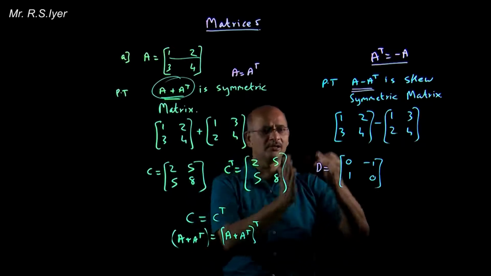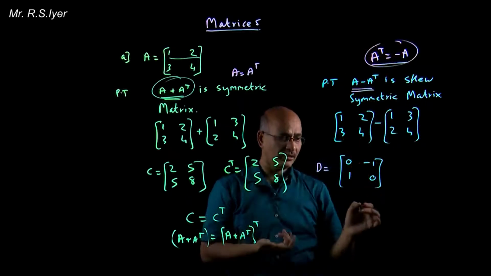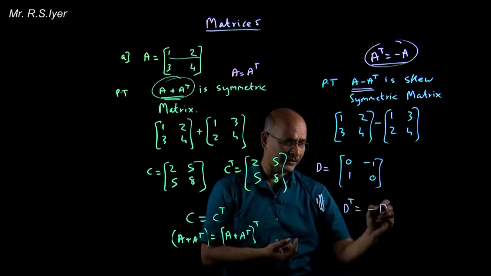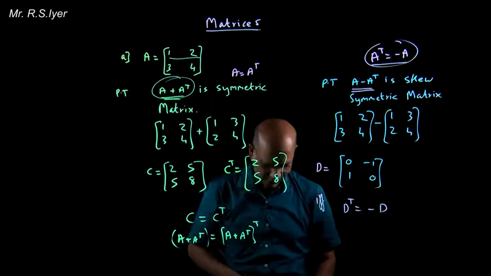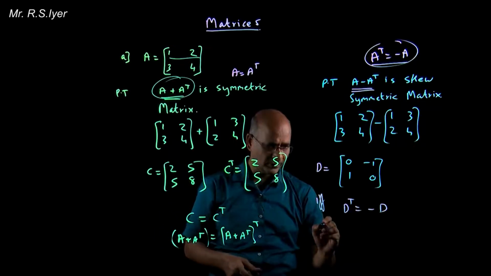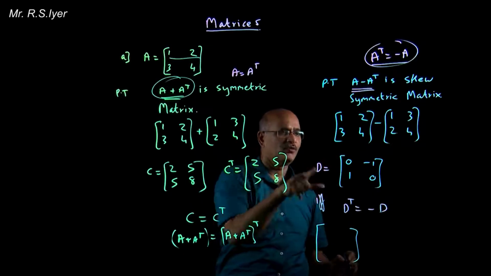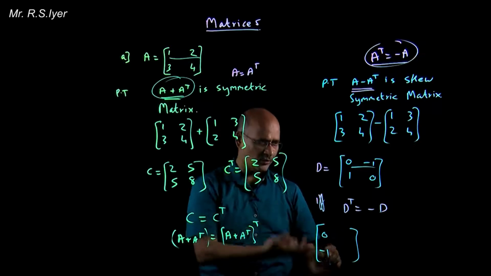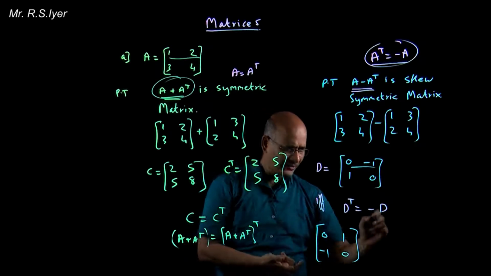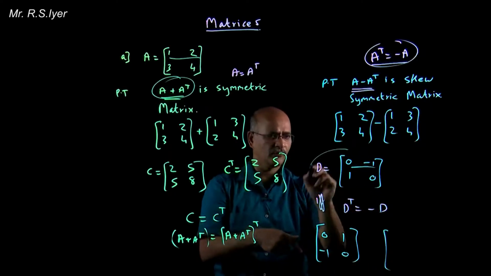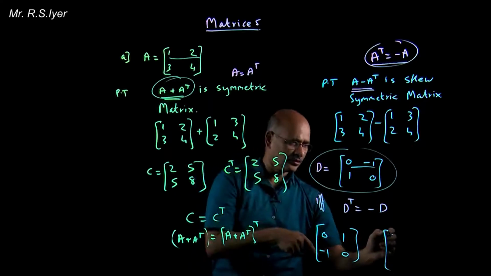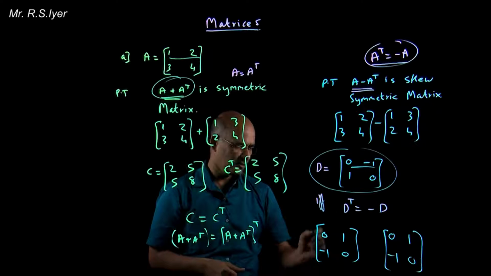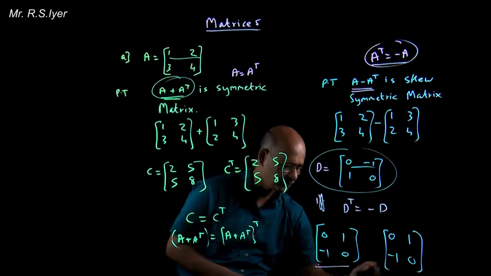Now I have to prove D is a skew symmetric. When will D be a skew symmetric? If and only if D transpose is equal to minus D. Try to understand this. So let us get the LHS first, transpose of D. Tell me, what is transpose of D? First row 0, minus 1 will become the first column, 0, minus 1, then 1, 0. Now let us get the minus of D. D is already here for you, so get the minus of this. This is 0, this is 1, this is minus 1, this is 0.